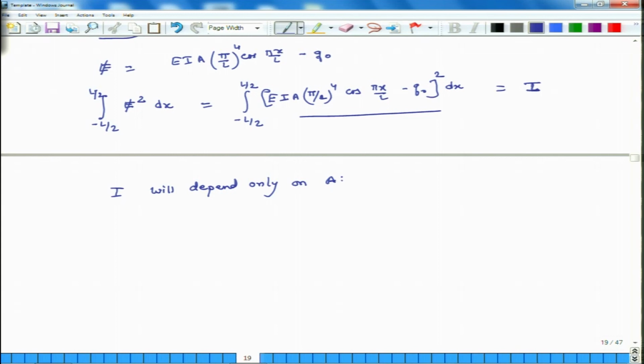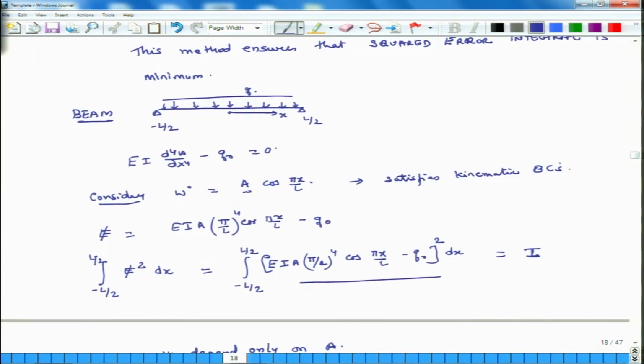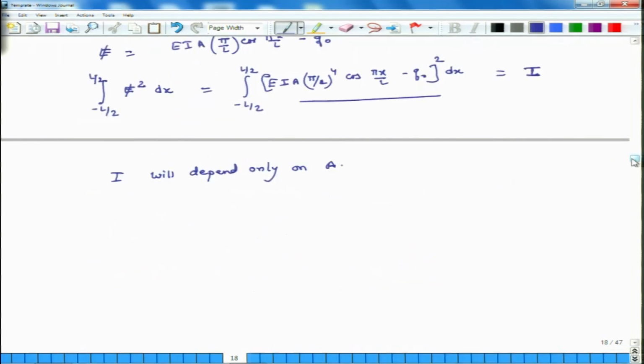A. It does not depend on E and I because they are constants. A is unknown, it can change, but I will depend only on A. It does not depend on x, because once I have done the integral, x goes away. It does not depend on E or I because these are constants, and it also does not depend on q naught and L. So, it depends on A only.